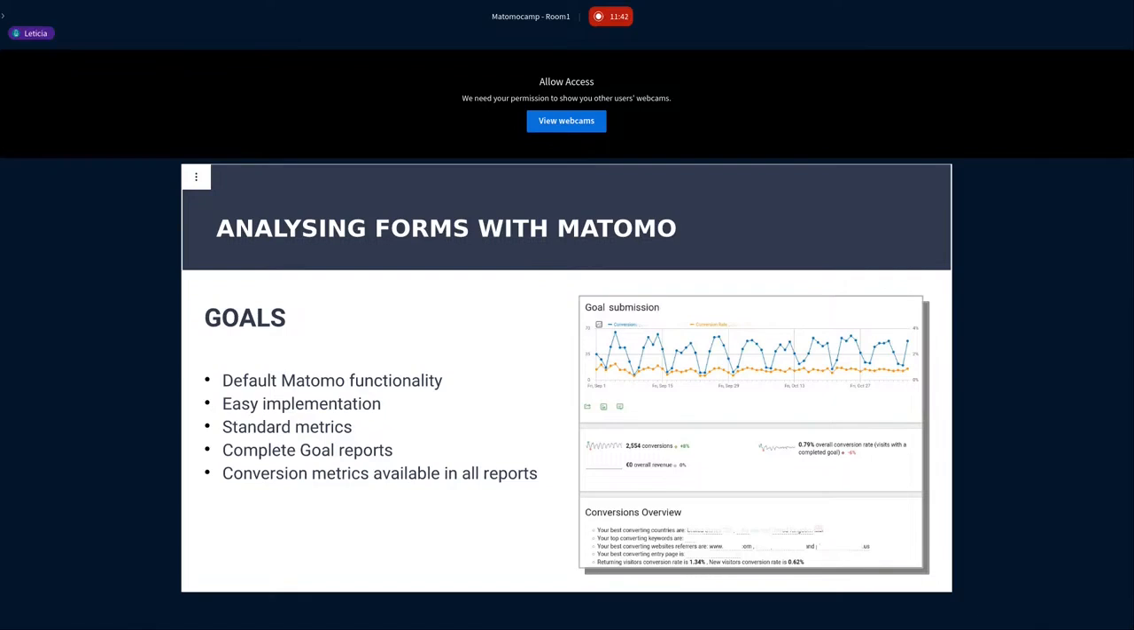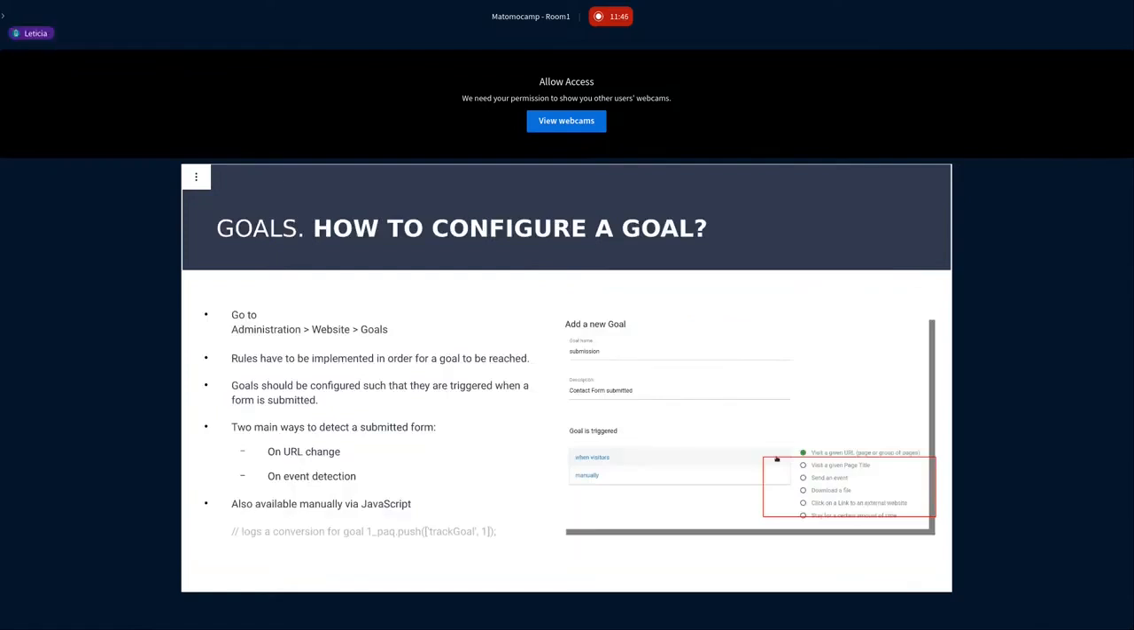And all right, it's time to create a goal. As I say before, it's a simple implementation. It's something that we can do directly. We can set up a goal from the administration in Matomo. We need to go to administration, website, and goals. And how do we do it?